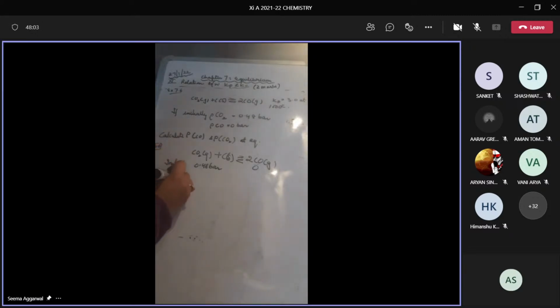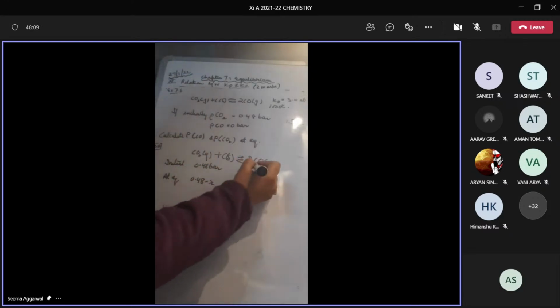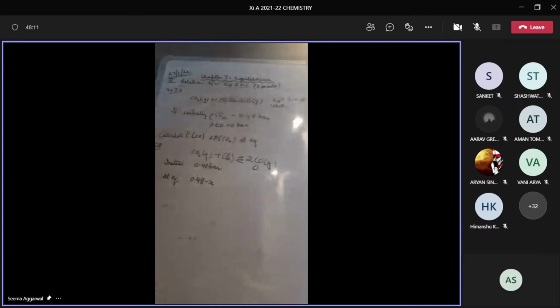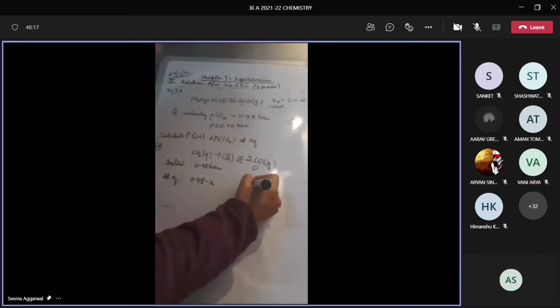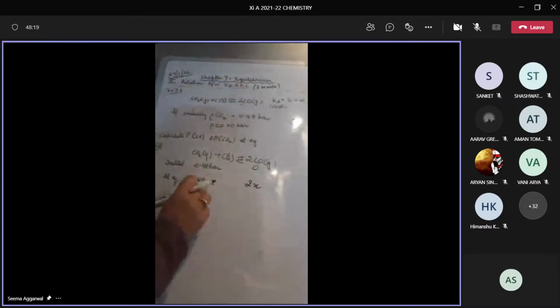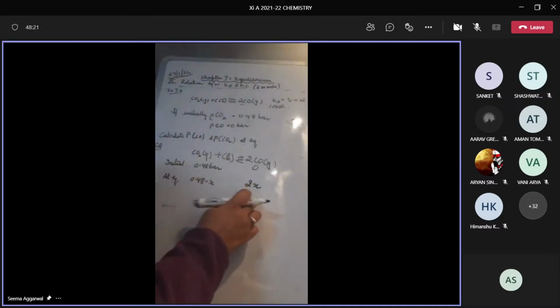Now at equilibrium, if 1 mole of this reacts, then it is 0.48 minus x. So what about carbon monoxide, how much will form? Ma'am, 2x. If 1 mole of this reacts, 2x of this is formed, so it will be 2x. So you have to keep in mind here it is minus x, here it is 2x.